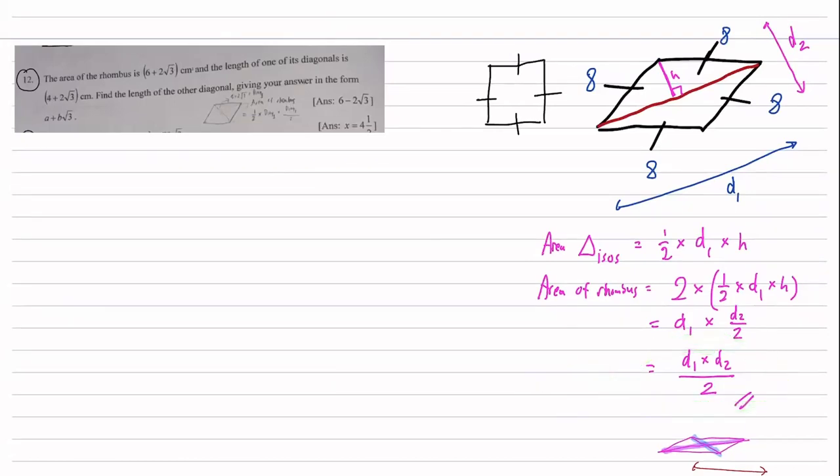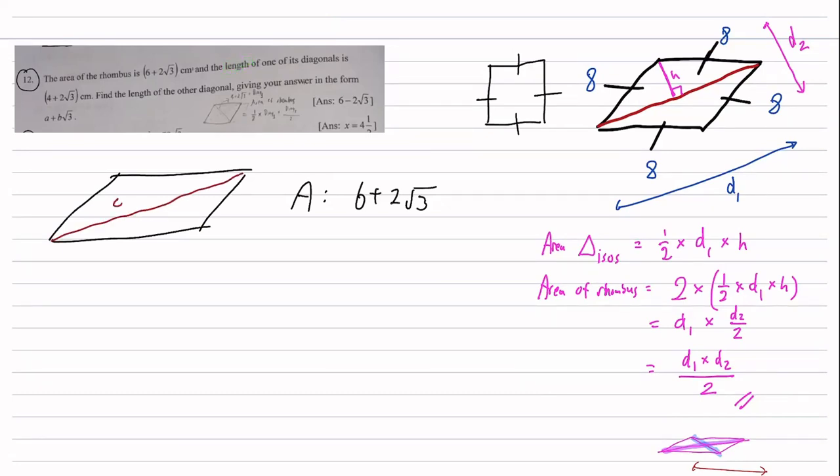So let's read the question now. They tell us that the area of a rhombus, let me just draw a rhombus quickly. Area, they tell me, is 6 plus 2 root 3 cm square. I'm ignoring units. Length of one of its diagonals is 4 plus 2 root 3. So let's just say that it's this diagonal. We don't know whether it's a long one or short one. Doesn't matter. 4 plus 2 root 3. Then you want to find the length of the other diagonal, giving your answer in the form a plus b root 3. So what we need to use is this formula here. Right?